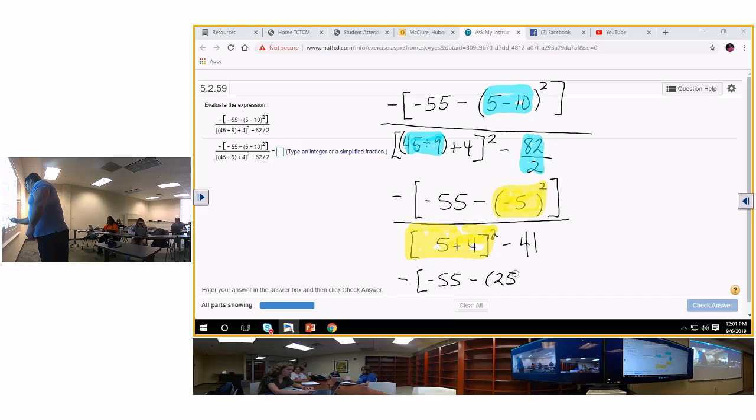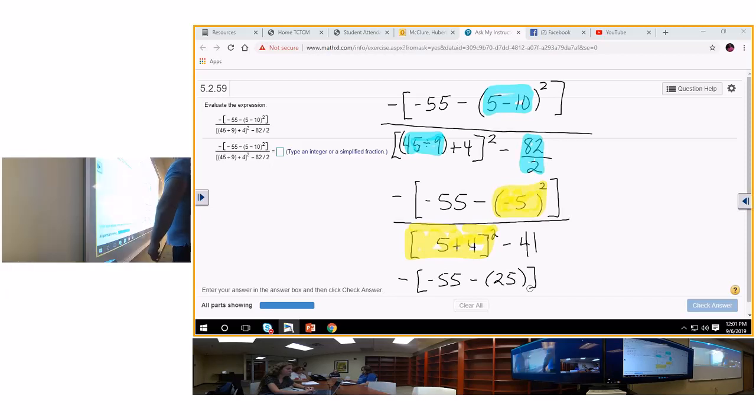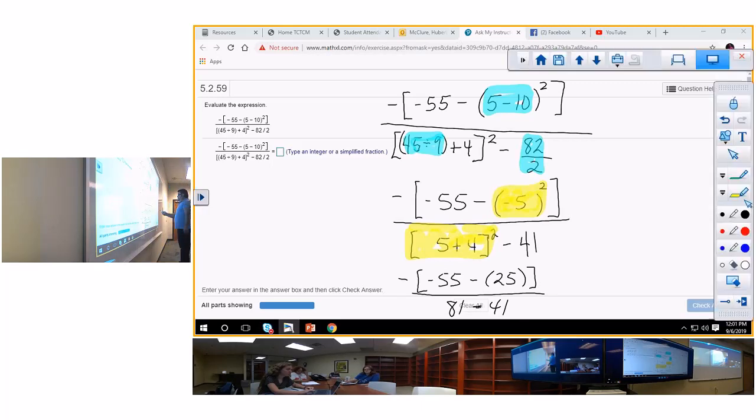25. So that negative 5 squared turns into a positive 25 in the parentheses. And then 5 plus 4 is 9, and what is 9 squared? 81 minus 41. That's easy. 81 minus 41 is what? 40.